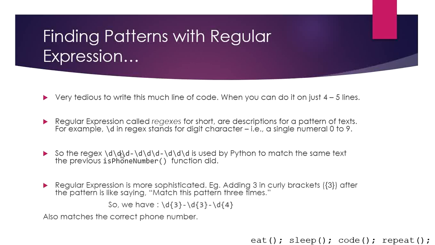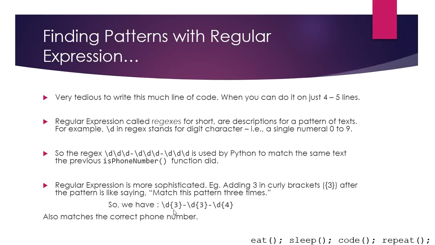So the regular expression is more sophisticated. You can see over here we are using \d 3 times, which you can minimize further by writing it inside curly braces, like {3}. It says to match this particular \d pattern 3 times. For example, adding 3 in curly braces after the pattern is like saying match this pattern 3 times. So we have \d{3}, \d{3}, and then \d{4}. It also matches the correct phone number.